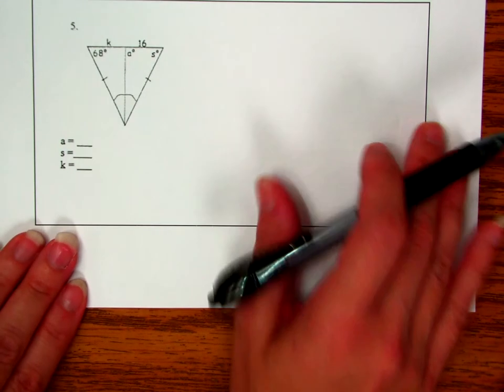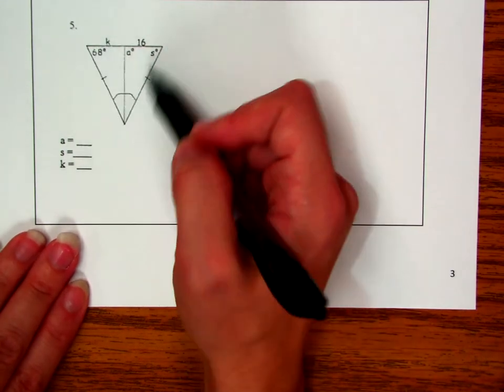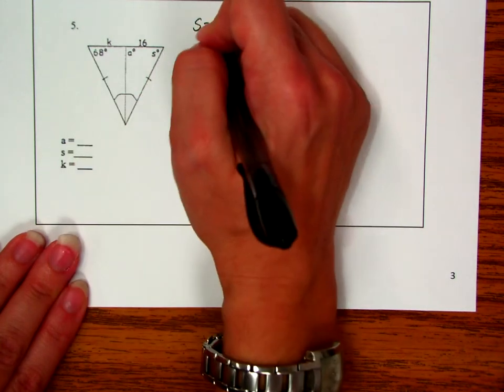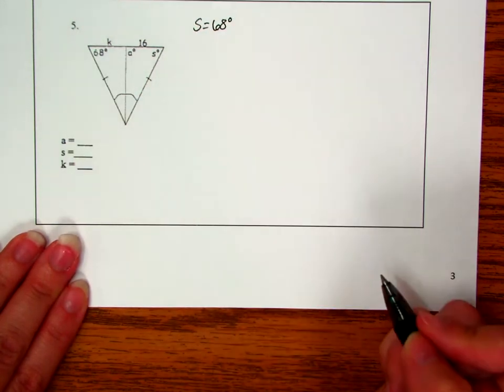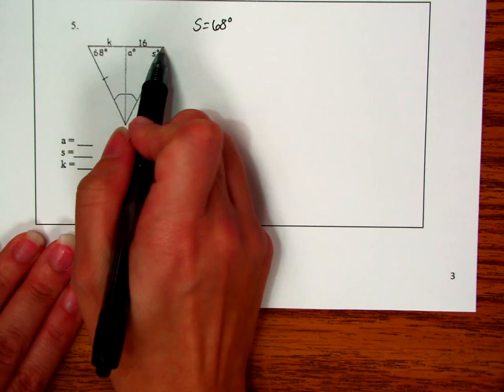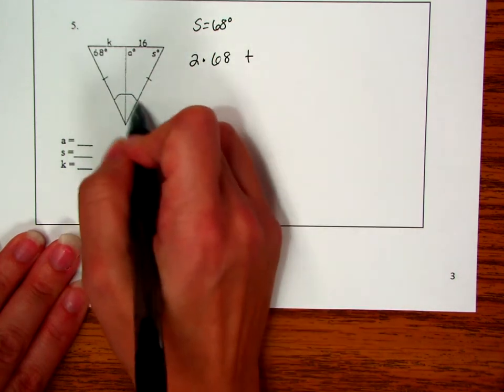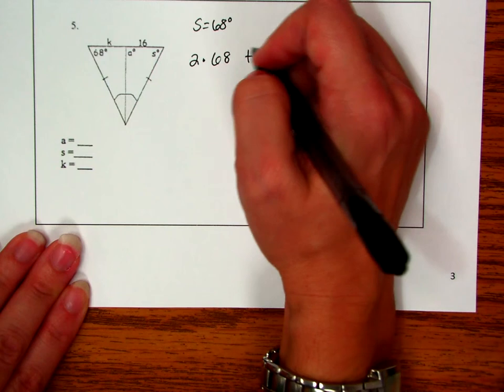Alright, so number 5, again, seeing that we have isosceles triangle right here and here. If I know that this is 68 degrees, then this S has to be 68 degrees as well, because the base angles are going to be congruent. So if these are both 68 degrees, it means I've got 2 of them, plus whatever this vertex angle is for the large isosceles triangle.